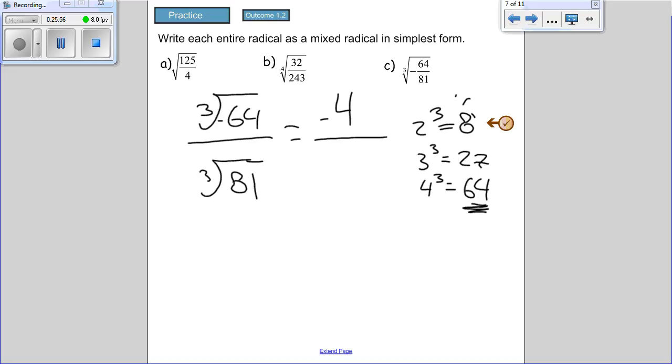On the bottom, 81 simplifies using which number? 27. So I've got the cube root of 27 times the cube root of 3. That simplifies to be 3 times the cube root of 3. So the answer is negative 4 over 3 times the cube root of 3.